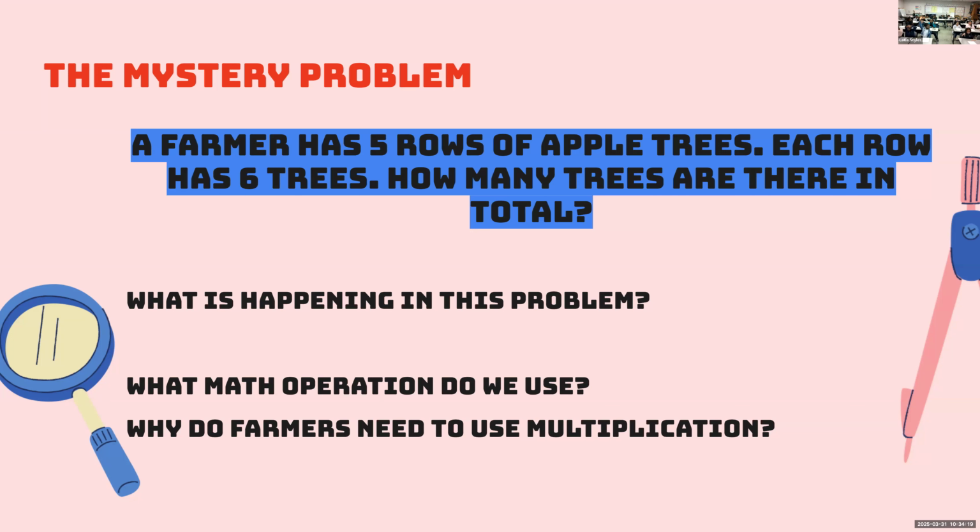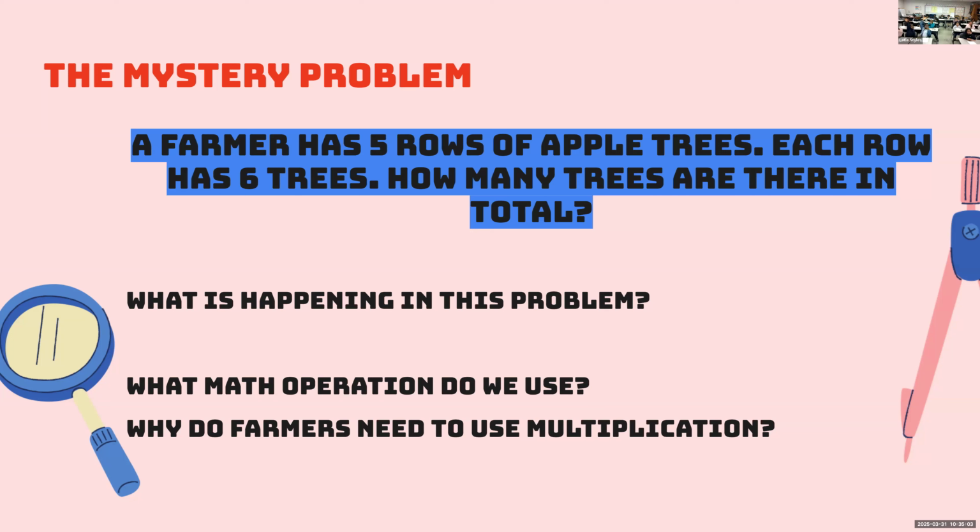Because it says each row. And it says "and" with multiplication and addition. And addition? What makes you think we're doing addition? Because it says total, and that means addition. And each equals multiplication. Your total could also mean multiplication. If you have 5 rows of apples and each row has 6 trees, that is multiplication. That each is a multiplication word.